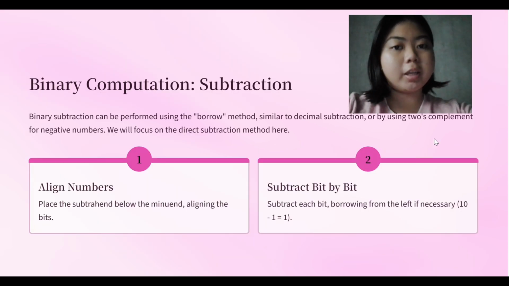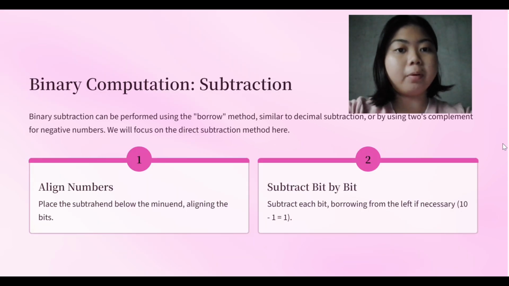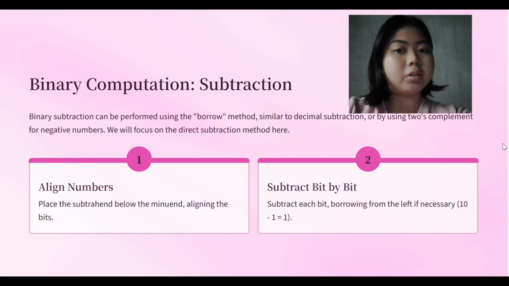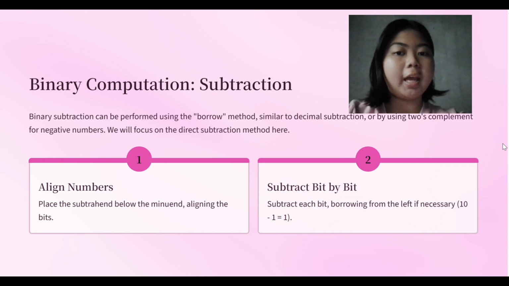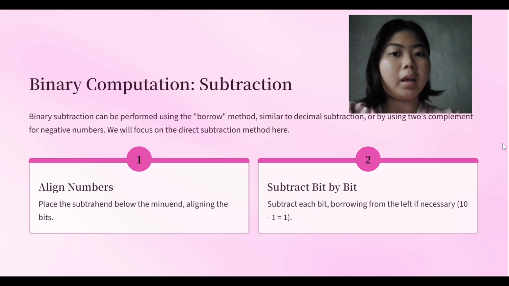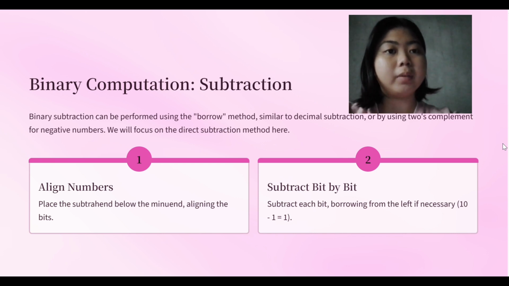We have binary computation using subtraction. Binary subtraction can be performed using the borrow method, similar to decimal subtraction, or by using 2's complement for negative numbers. We will focus on the direct subtraction method here. So, we have 2 steps. First, we should align numbers. Place the subtrahend below the minuend, aligning the bits. Then subtract bit by bit. Subtract each bit, borrowing from the left if necessary. 10 minus 1 is equal to 1.